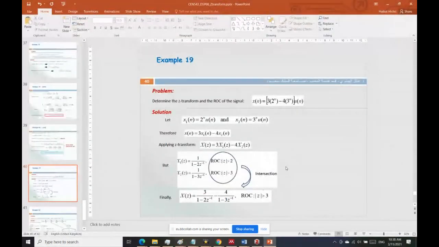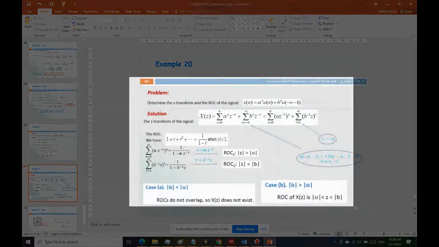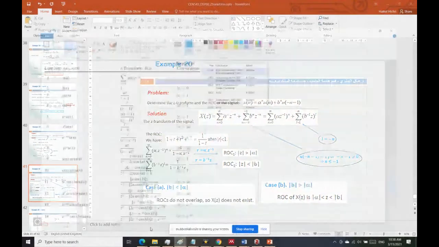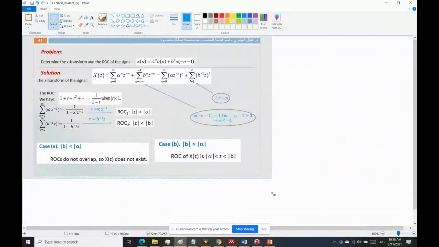Any questions? Another question. Determine the Z transform and the ROC of the signal. So we have this signal and we need to find the Z transform. Okay. So let's look at this. What is going on here?